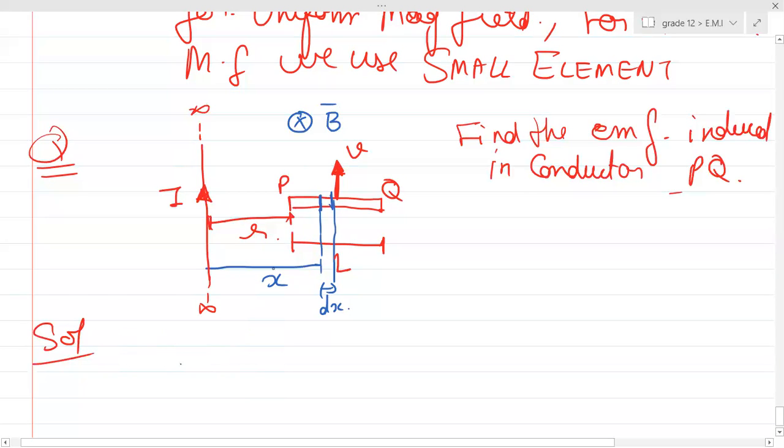So basically, what is the motional EMF? We just want the magnitude. I will give you the law with which you will easily be able to tell which end is positive and which end is negative without using anything.